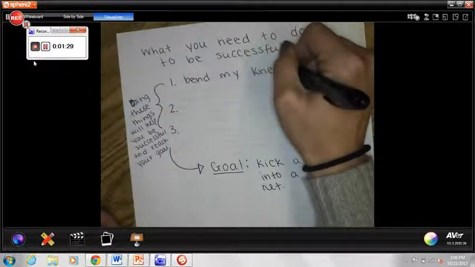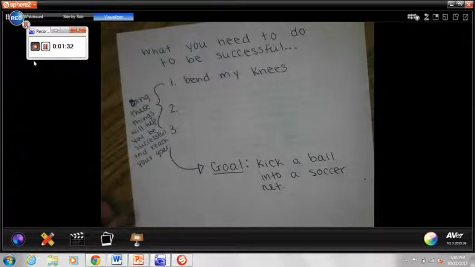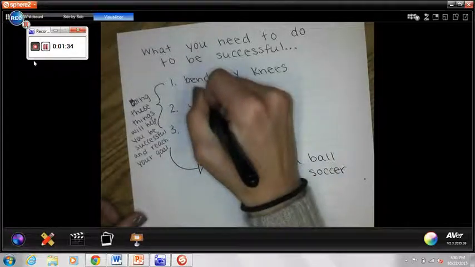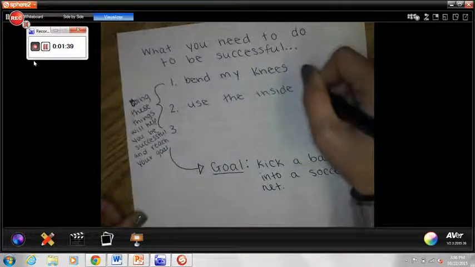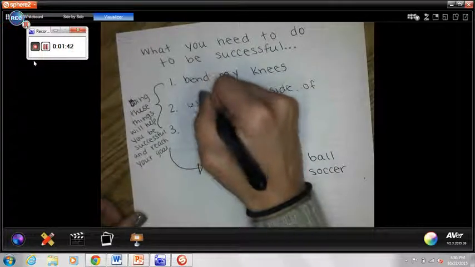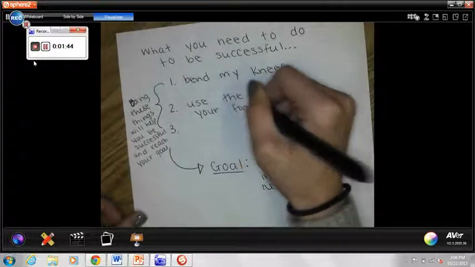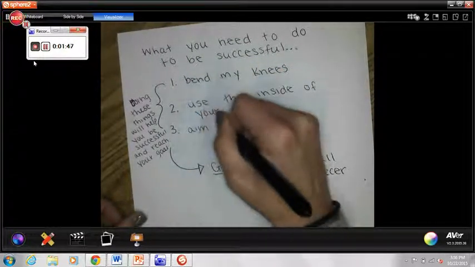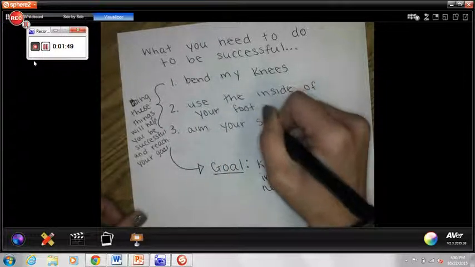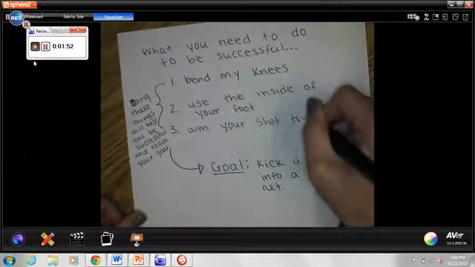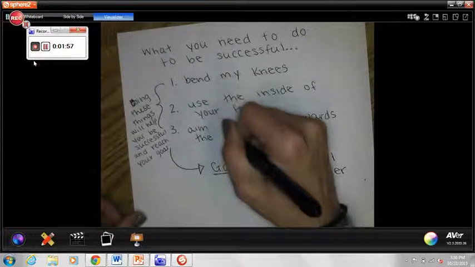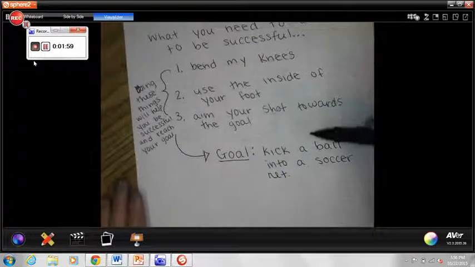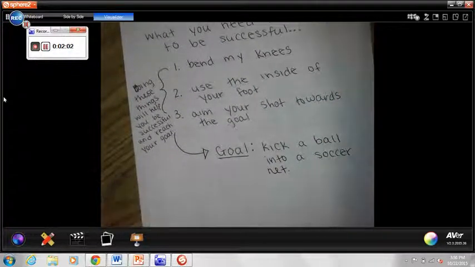because if you're standing up straight, you're not going to be able to kick the ball as well. You're going to need to use the inside of your foot. And you're going to need to be able to aim your shot towards the goal. So now, in a perfect world, we'd say, yes, okay, if you do these three things you meet the goal, but technically there are other things that you have to do.